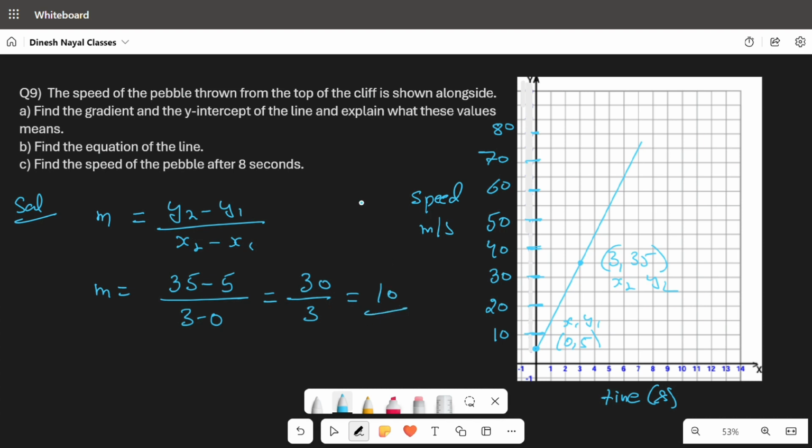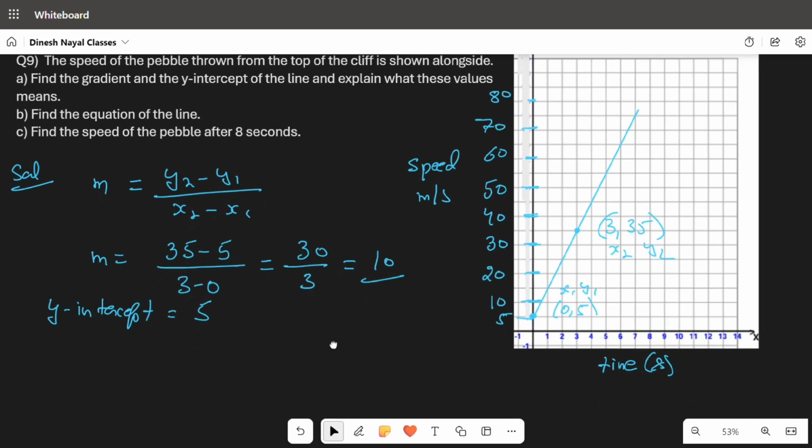Now find the y-intercept. See, what's the y-intercept? The y-intercept is actually 5. See that this is 5, so the y-intercept over here will be 5. And we have to explain what these values mean.